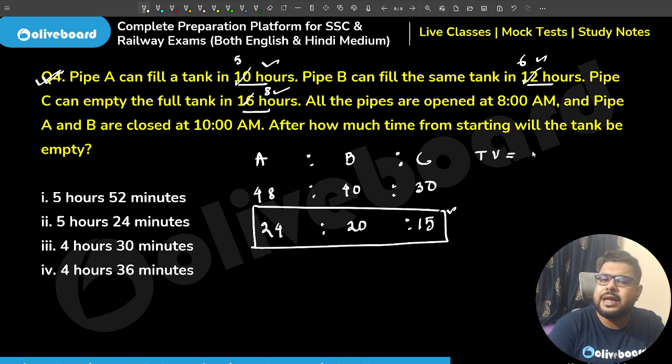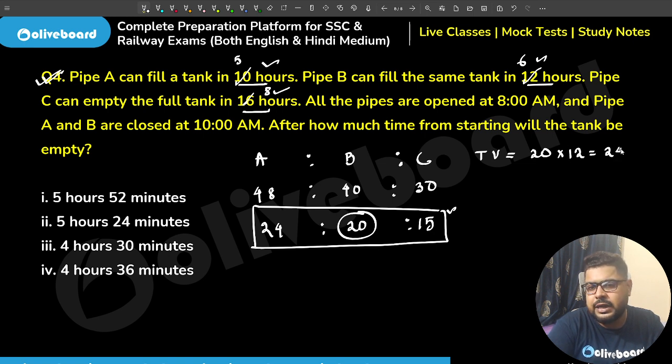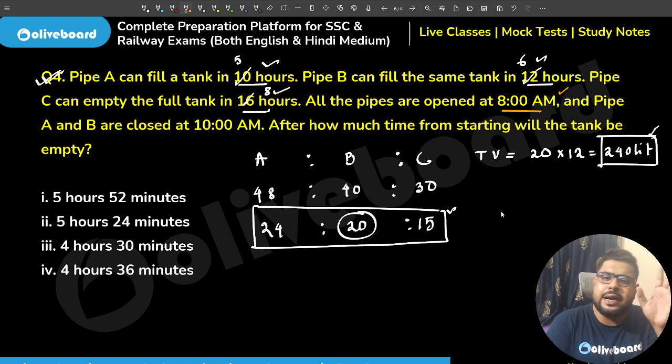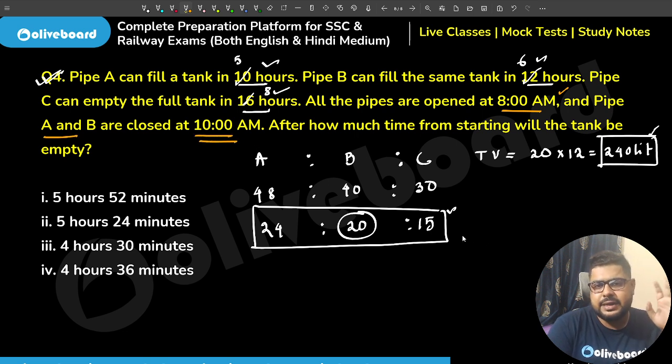Total volume of the tank, sir. B is filling 20 liters, into 12 hours. So that is 240 liters, sir. That is the total volume of the tank. Now the story starts. All the pipes started at 8 a.m., and pipes A and B are closed at 10.